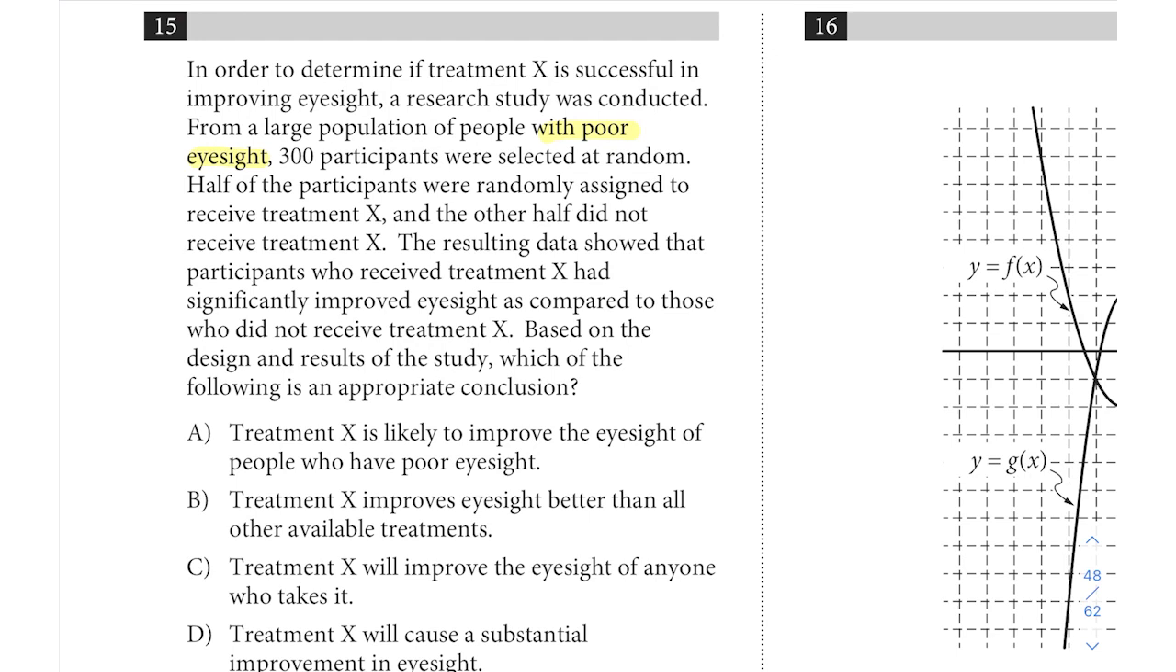appropriate conclusion? This one is not a calculation-based question, but it's going to be logic-based, and they're testing to see if we understand how these study designs can apply to a particular population. For A, it says treatment X is likely to improve the eyesight of people who have poor eyesight. B says treatment X improves eyesight better than all other available treatments. C, treatment X will improve the eyesight of anyone who takes it. And D, treatment X will cause a substantial improvement in eyesight.